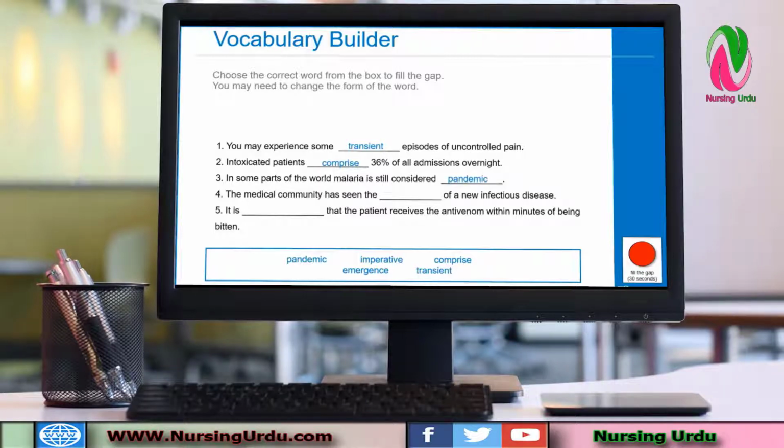3, in some parts of the world, malaria is still considered pandemic. And 4, the medical community has seen the emergence of a new infectious disease. And the last one, it is imperative that the patient receives the antivenom within minutes of being bitten. So some key words there, put into contextual sentences, which is always a good way to record new language and memorize new words, to memorize them in semantic context.